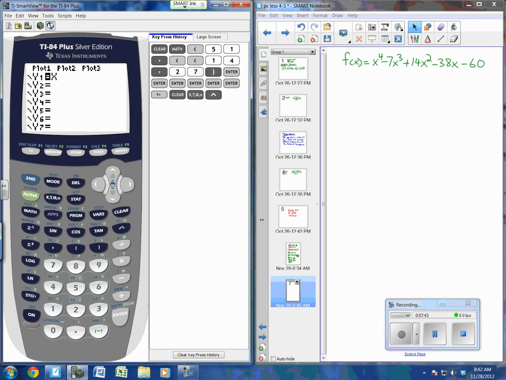So x raised to the 4th power minus 7x cubed plus 14x squared minus 38x minus 60.